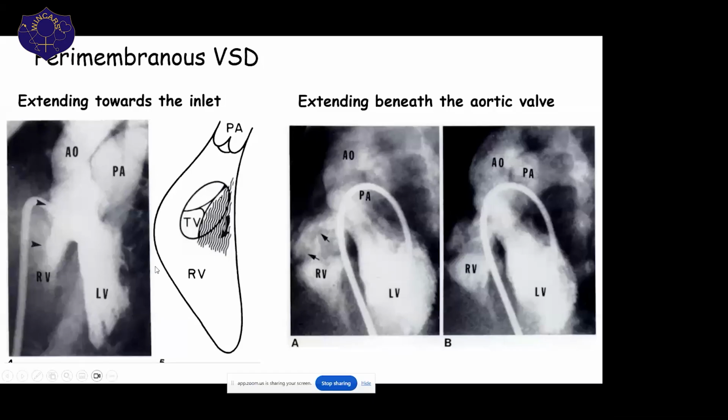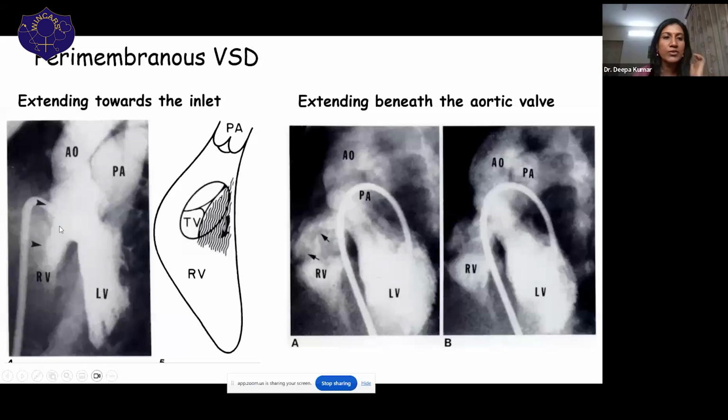By the direction of the dye that is flowing from the left ventricle to the right ventricle, we can see what part of the perimembranous VSD we are actually visualizing. So a perimembranous VSD with an inflow extension will flow downwards. If you see, it is flowing in a downwards direction.